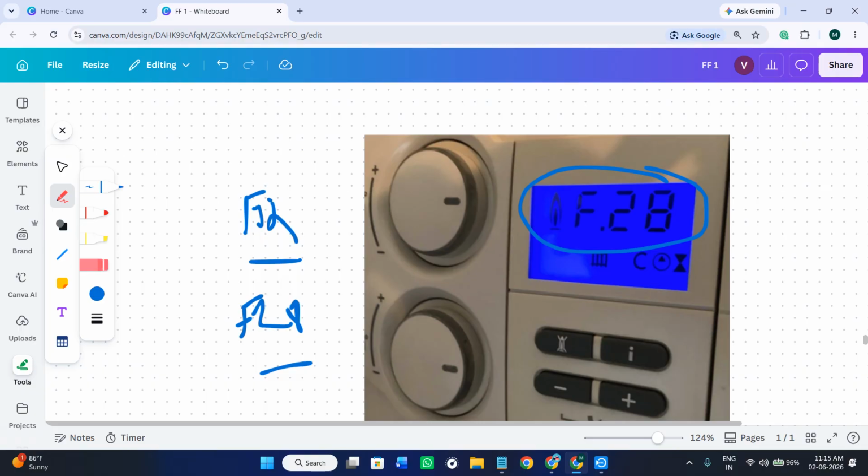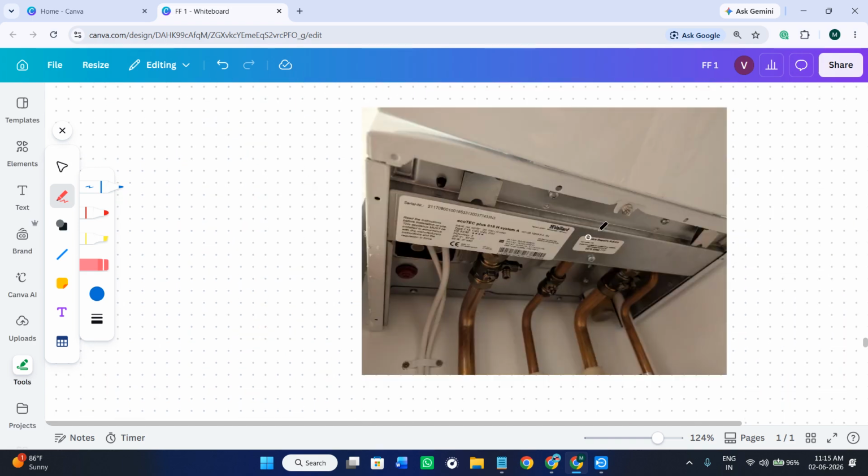itself for safety purposes. So one of the first things that you should check in order to fix this particular issue is the gas supply. So make sure that your gas is turned on, and if other gas appliances in your home are working normally. If you use a prepayment gas meter, you just have to check that there is enough credit available.